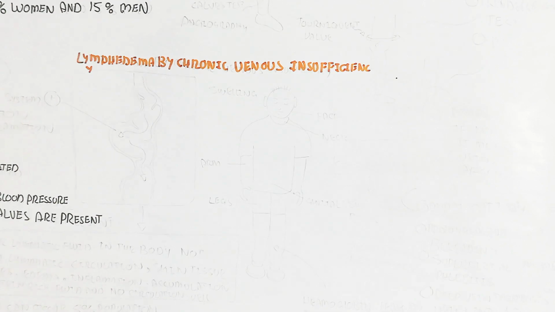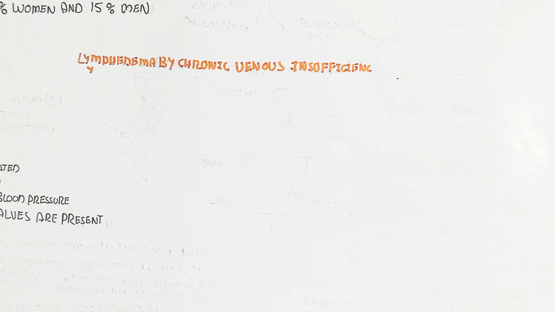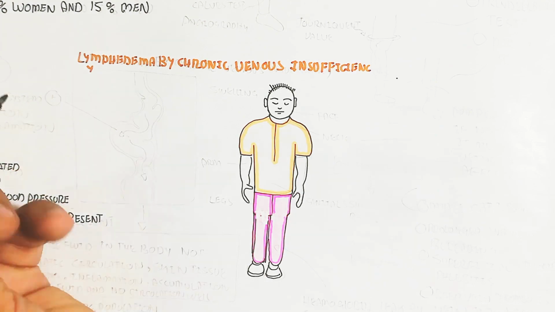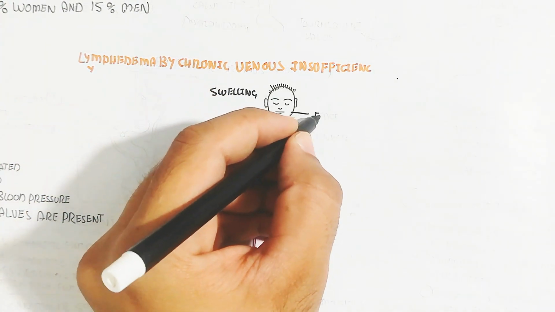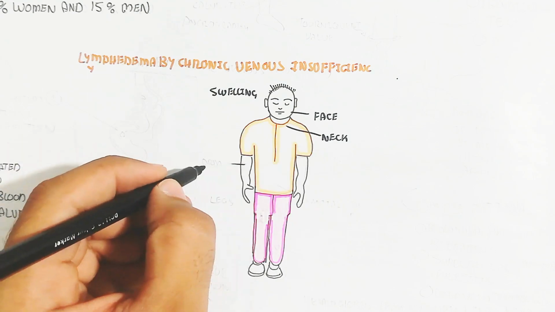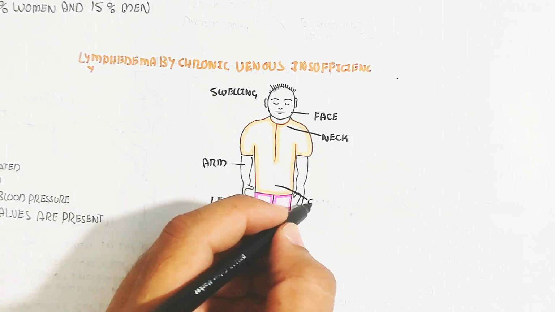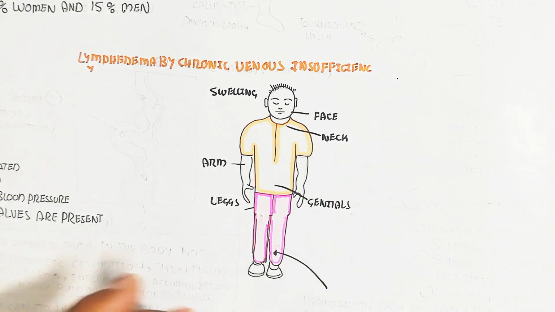Let's understand that. Basically, the lymphatic fluid is required to circulate completely with each cycle of the blood, and in this way, lymphedema causes the appearance of symptoms, such as swelling of the face, neck, and genitals, as well as the arm and leg.